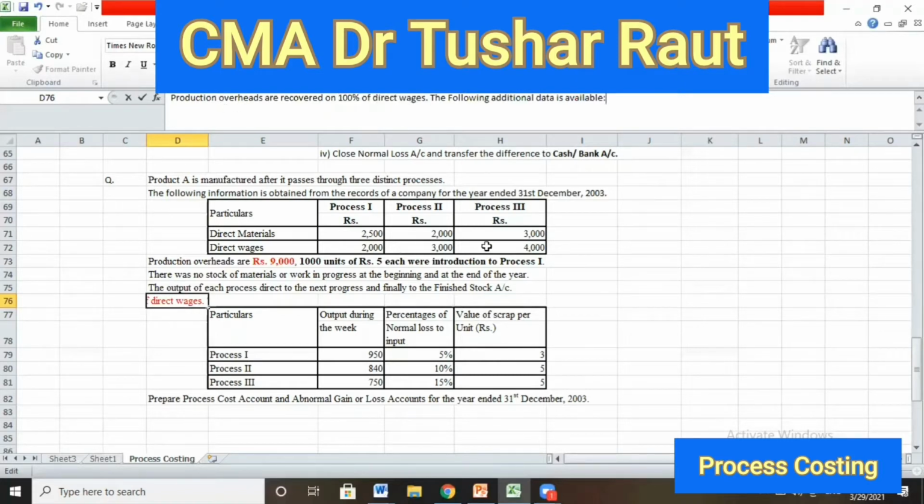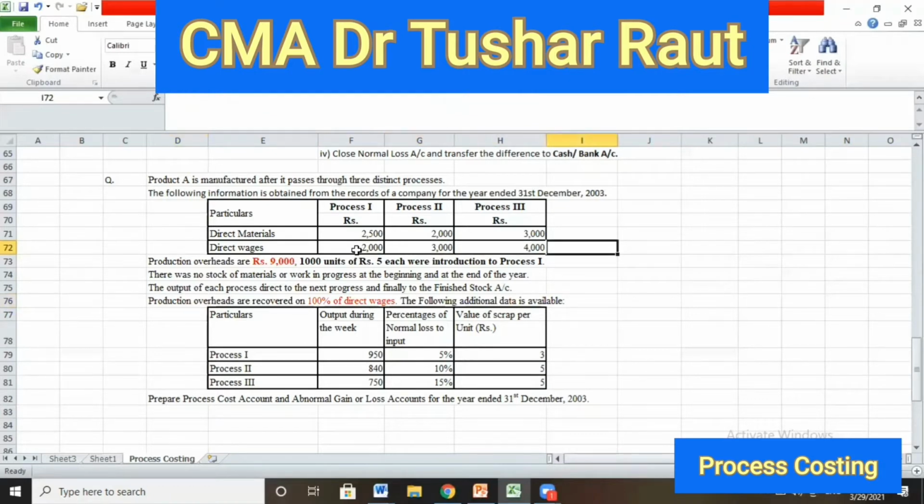Let's see. Direct wages were 2,000, 3,000 and 4,000. If you calculate this, 2 plus 3 is 5, and plus 4, it will be 9,000. That means in exactly the same manner, production overhead should be distributed 2 is to 3 is to 4. So the answer is very easy, very simple.